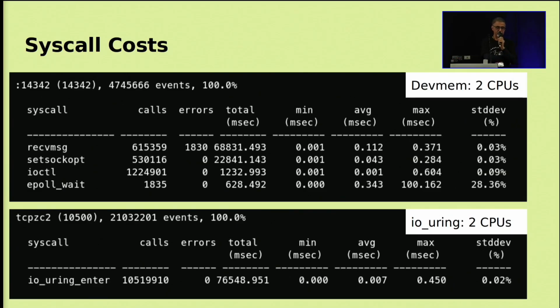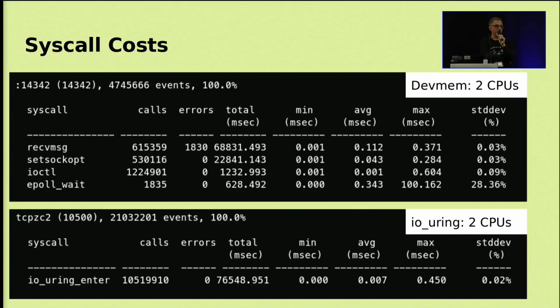Now you look at devmem, very, very heavy in terms of syscall, recvmsg. In the 100 seconds, essentially, it's accumulating to about 68 seconds. It's just running recvmsg, on average consuming about 112 microseconds. Setsockopt, which is used for recycling the buffers to the page pool, on average takes about 43 microseconds, consuming about 22 of those microseconds out of the 100. So it's pretty close to 100 microseconds.